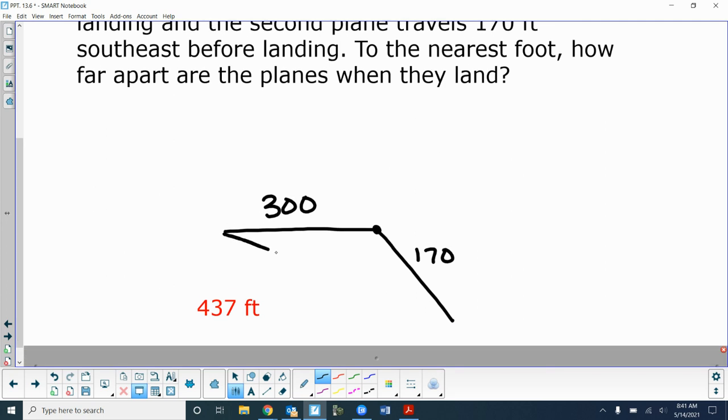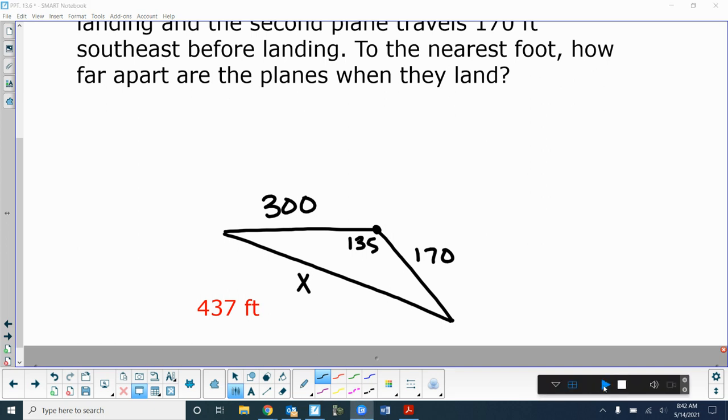So we're looking for this, right? Due west and southeast: south would have been 90, southeast would be 45 that way. So what's 90 and 45? 135? Let's say it's a 135 degree angle. So what situation do I have? Side angle side, right? So let's see if we can get 437.